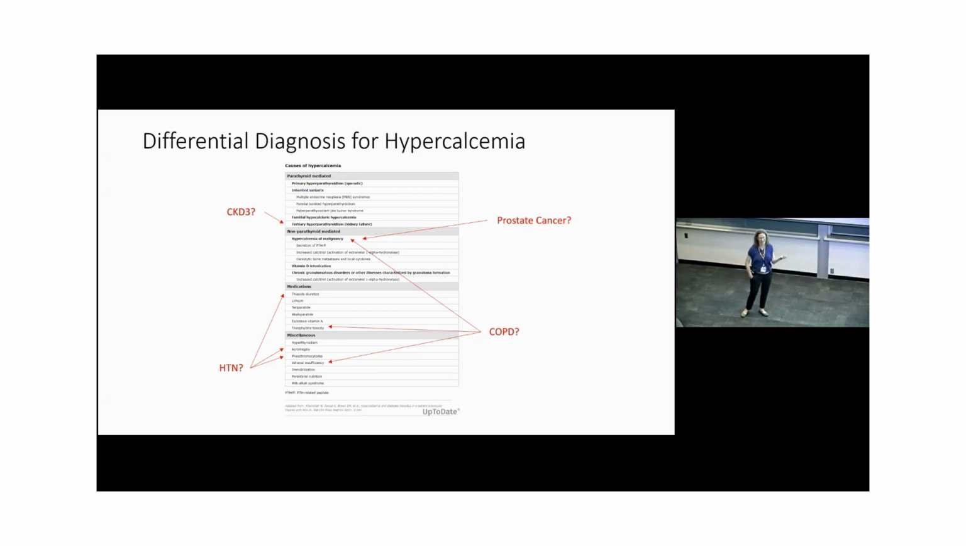But of course, ionized calciums are difficult to get because they have to be kept on ice, which means about half the time they get done wrong and they sit around too long. So in lieu of that, we can do a corrected calcium. So how do you correct a calcium? For every gram per deciliter of albumin below 4, you add 0.8 to the calcium.